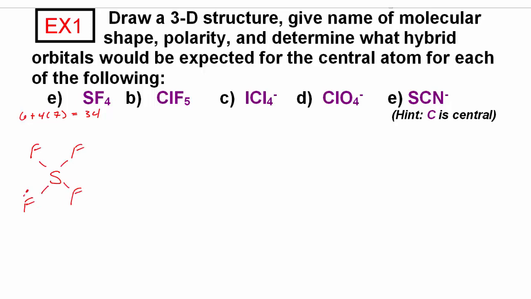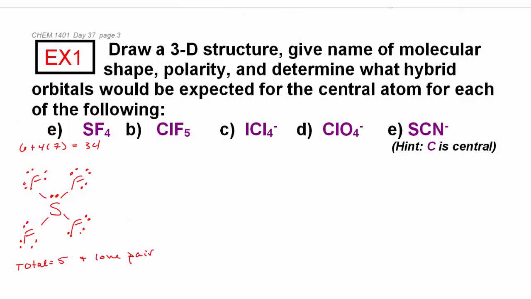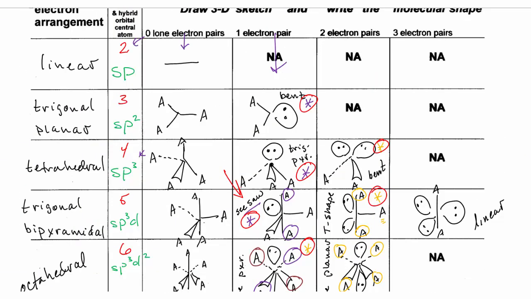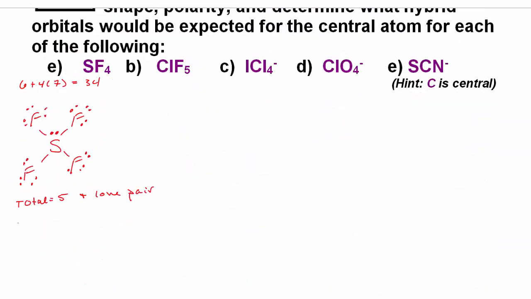So if I make octets on those fluorines, each fluorine has 8 electrons. I have 4 fluorines, so 4 times 8 is 32. I have 2 left over. So my total is 5, and I have 1 lone pair. My total is 5, and if I have 1 lone pair, that's seesaw. My molecular shape is seesaw, and we know that it's polar.